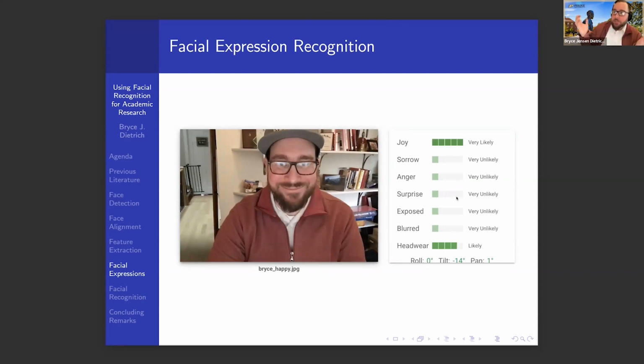Now, I did my happy face. So I did a big smile in front of the camera. And I think this is an area where the Google Vision API, both in this example and also in my own practice, tends to do fairly well, which is smile identification, which is ultimately captured in this joy metric in the API. It does a pretty good job at identifying that particular facial feature.